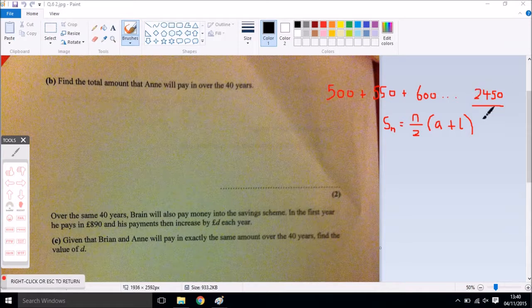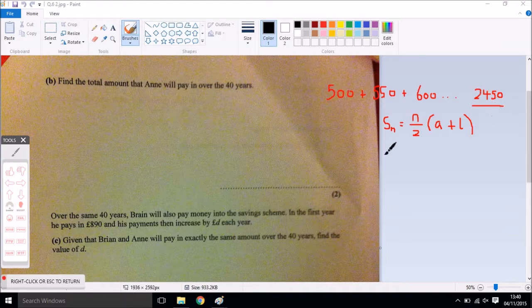Notice how they've used l as well, because it makes sense to call the last term l. Remember, this a and l can vary depending on the question. So it depends on how many terms you're summing. So here we're summing the first 40 terms. So we take the 40th term, which is 2,450, because that's the last term.